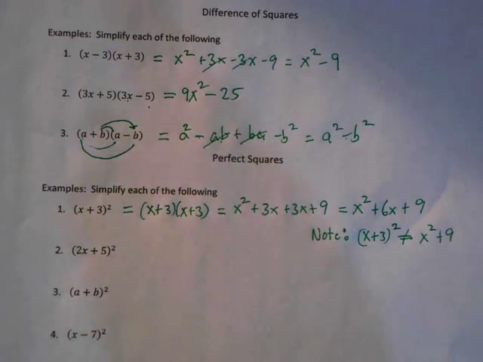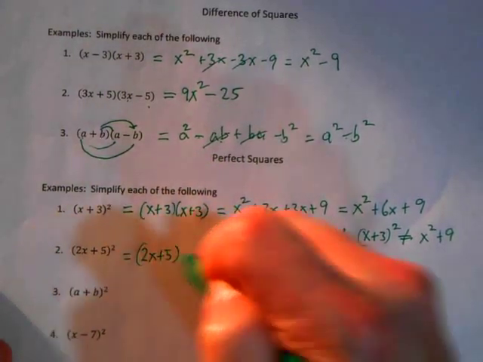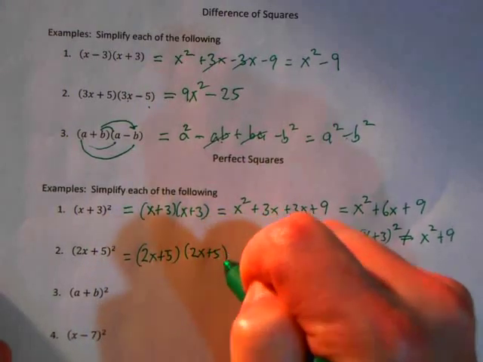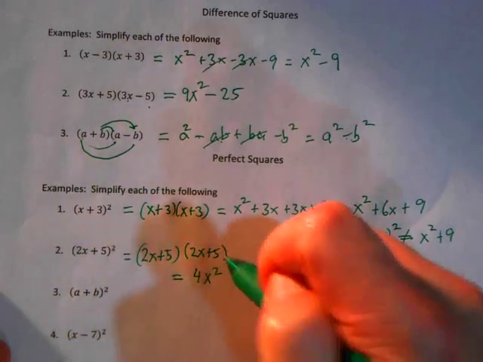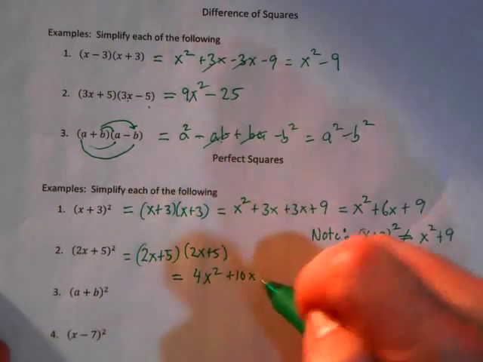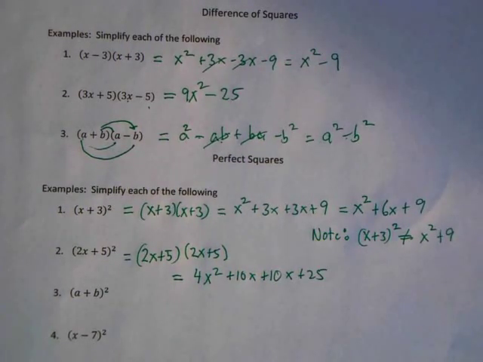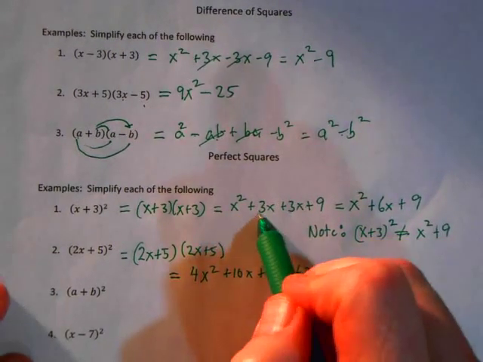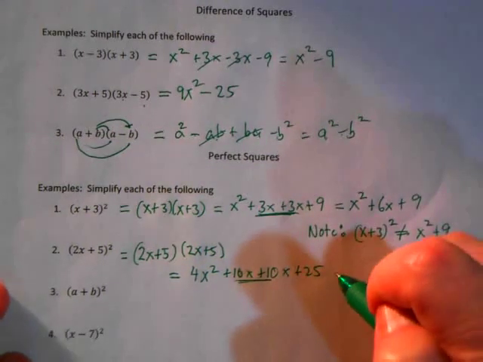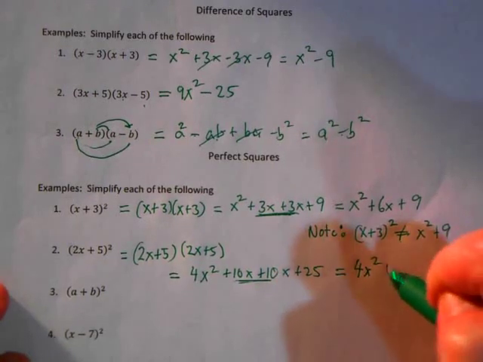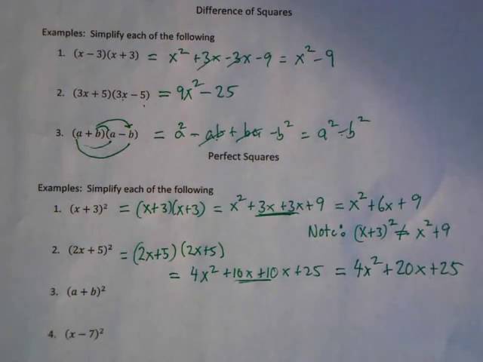You've got to write it out. Okay? Let's try this next one. So this would be 2x plus 5 times 2x plus 5. That's 4x squared, and then you're going to have a plus 10x. You're going to have another plus 10x, and then a plus 25. The key is, what we're building on is, notice that the two middle terms matched here, and the two middle terms match here too. That's 4x squared plus 20x plus 25.